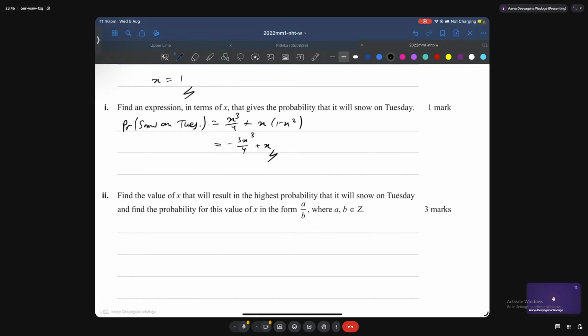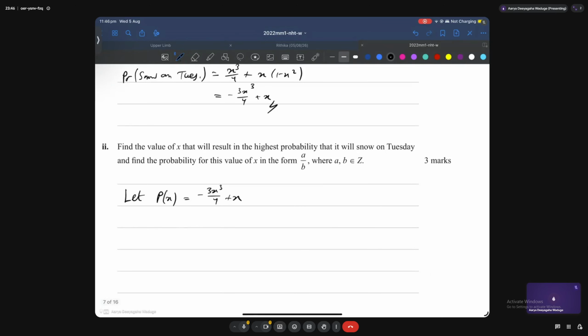So we know that this is the expression for the probability. We just need to maximize this probability, essentially, and find the probability for this value. So I'm going to say that p of x is equal to that thing there, so minus 3x cubed on 4 plus x, and we're going to have to find the maximum value of this. So I mean, we know this is a cubic, and it's going to look something along these lines. Well, it should be the opposite. It'll look something like this, and it'll maximize at a certain point.